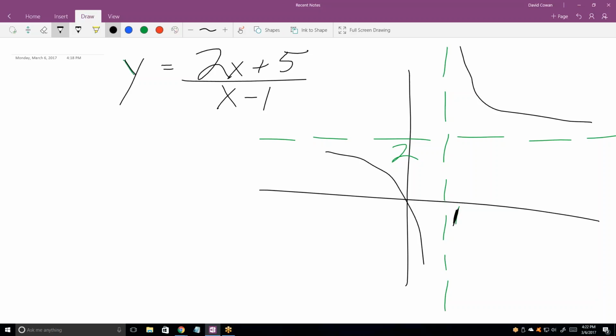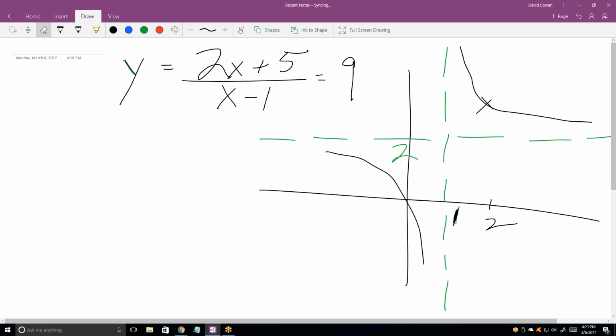Well, our vertical asymptote's at 1. Let's plug in 2. When you plug in 2 for x, what is y equal to? 4 plus 5 over 2 minus 1. So y equals 9? Yeah, and that is certainly above my horizontal green asymptote, correct? Right. That tells me I've done it correctly. In other words, if it ended up down here, then I would know my answer was in second and fourth, not first and third.